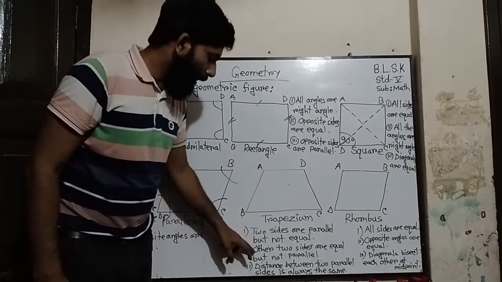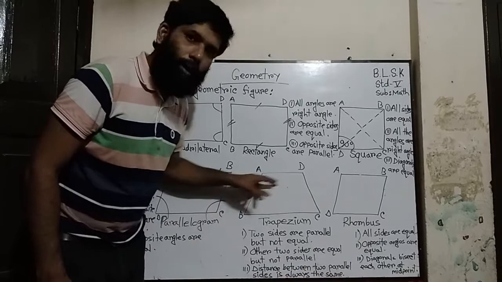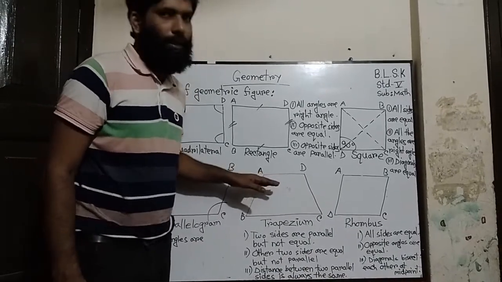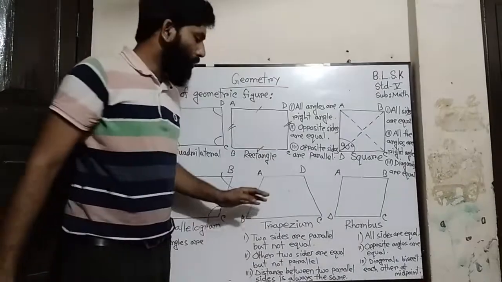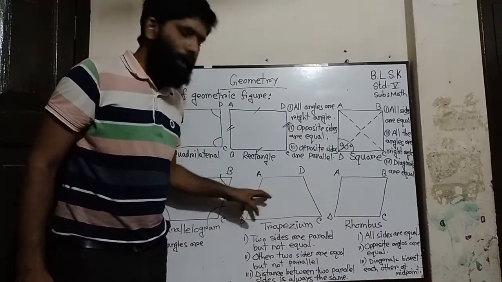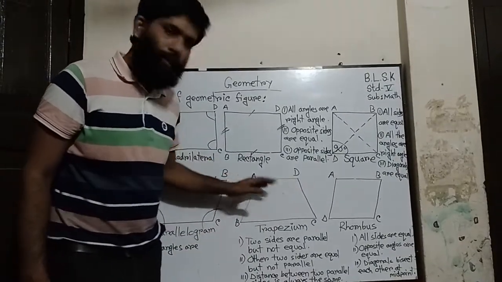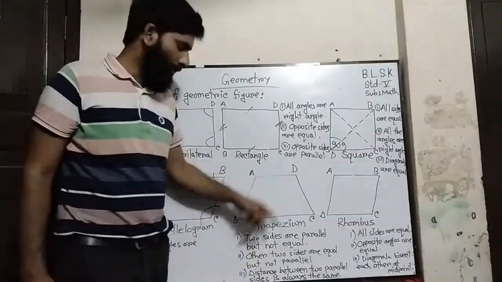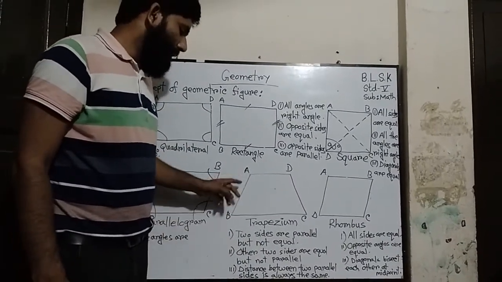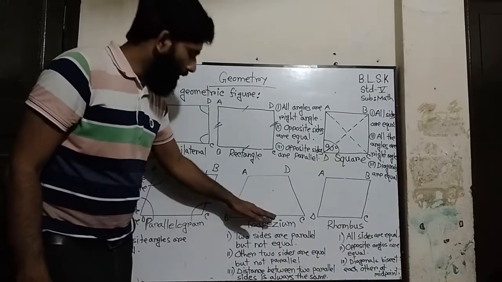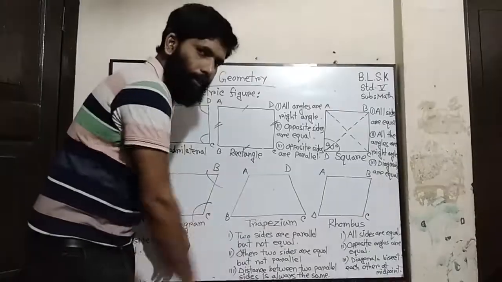Number 2, the other 2 sides are equal in length, but not parallel. Look at that. This one goes this way, and this one goes this way. These 2 sides are equal in length, but not parallel. And number 3, the distance between the 2 parallel sides is always the same. Look at that. The distance between the 2 parallel sides is always the same.